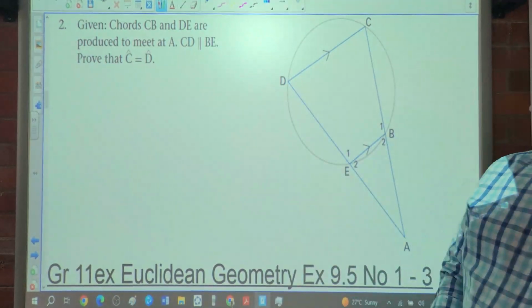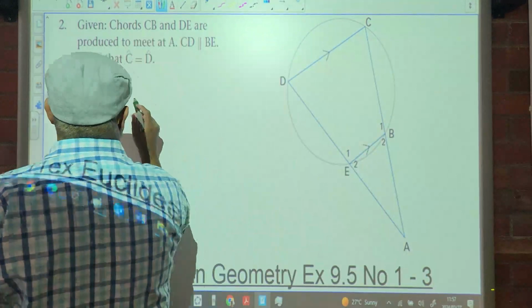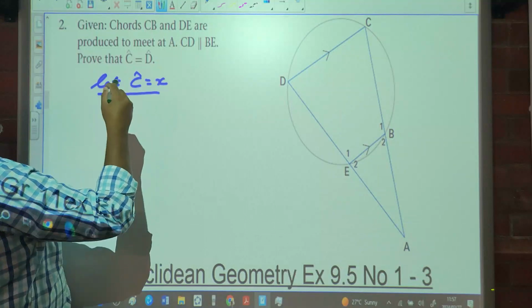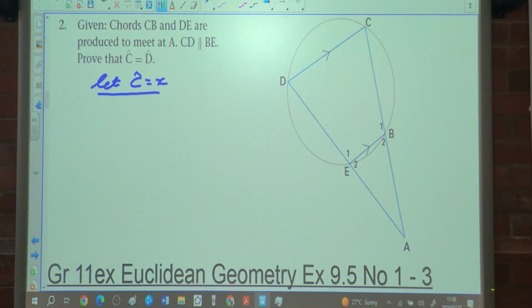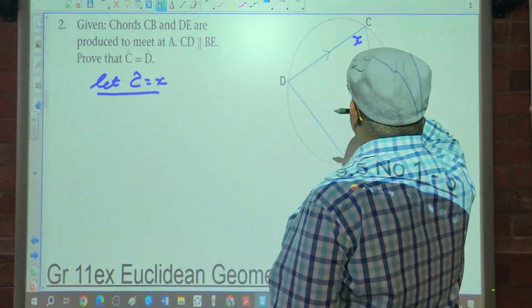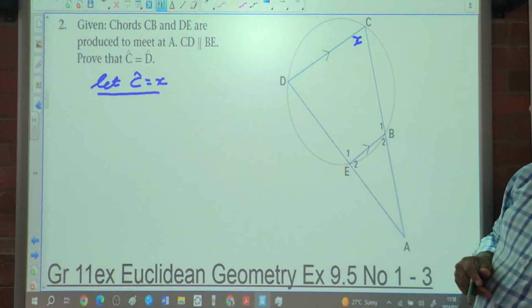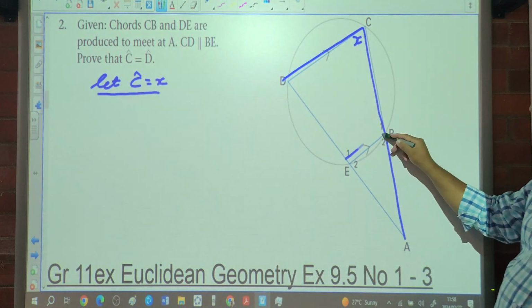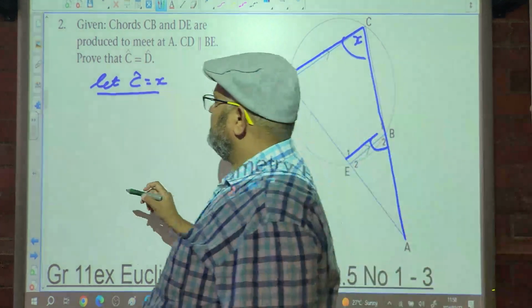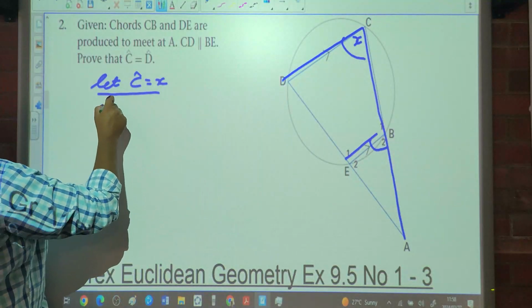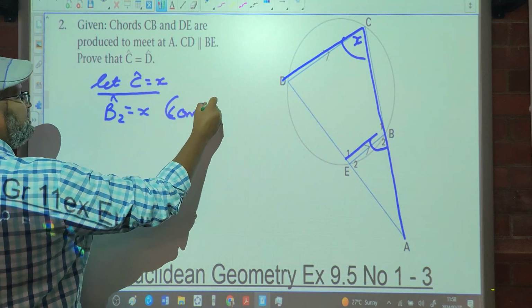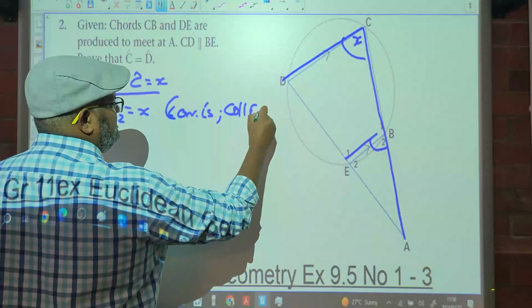So where do we start? We say, let one of these angles be X. So we say let angle C equal X. So if we can prove that angle D is X, we've done the job. Okay. So that's X. So which other angle is equal to X? B2. Corresponding angles. Okay. So angle B2 is corresponding angles with CD being parallel to EB.